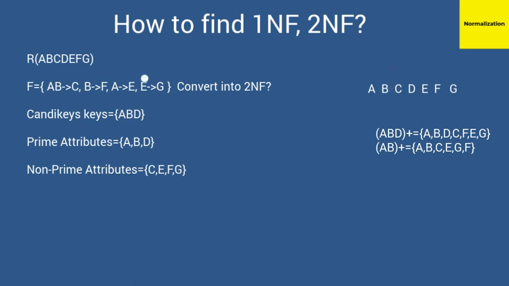Yes, now we will divide the table in such a way that without AB you have again C, E, G, F. So mark it as C, and E, F, G. Place these all in the other table.